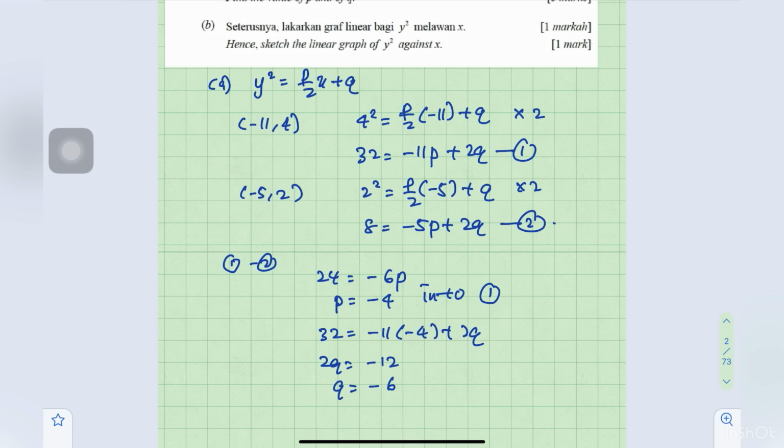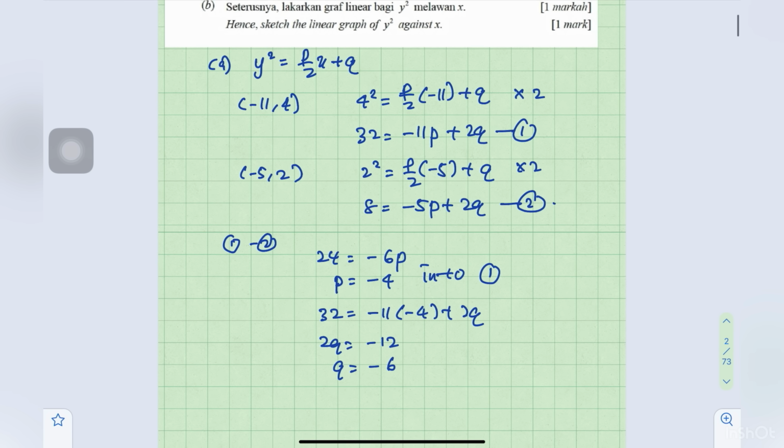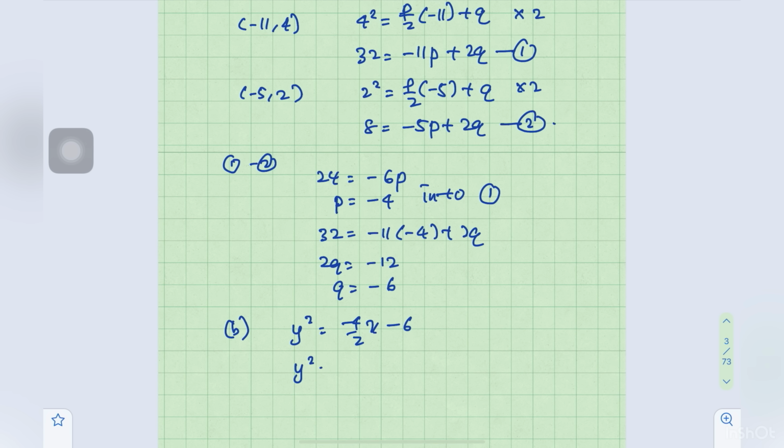Okay, next question (b). Hence, sketch the linear graph of y squared against x. Okay, so for question (b), we need to substitute the values of p and q into the equation. Just now we had y squared equals p over 2x plus q. So, negative 4 over 2x minus 6. Okay, we simplify and get y squared equals negative 2x minus 6.